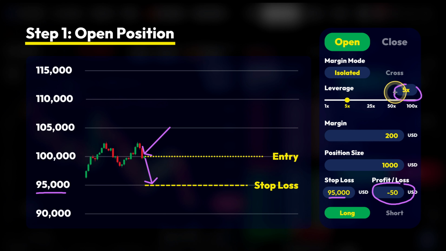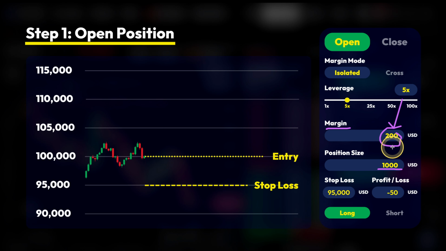So the stop loss sits at a 5% drawdown. For us, these losses are multiplied by 5 because of the 5x leverage. So that means we need a $200 margin, because then a 25% loss would mean a $50 loss for this trade. Then we also know our position size, because $200 of margin, which is our own capital, times the 5x leverage will equal an entire position size of $1,000.